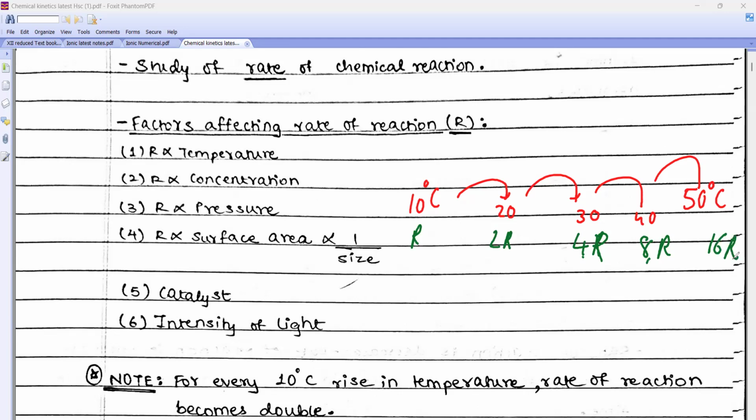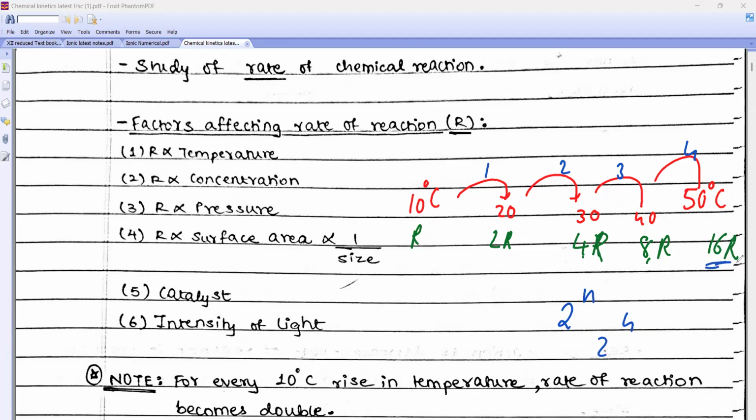So the rate of reaction will become how much, beta? Now tell me, beta, how many arrows were there here? How many intervals were there? 1, 2, 3, 4. So basically it becomes 2 raised to n times. 2 raised to 4. 2 raised to 4 is how much, beta?